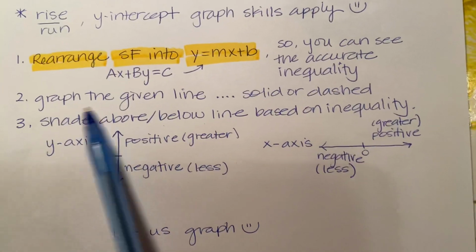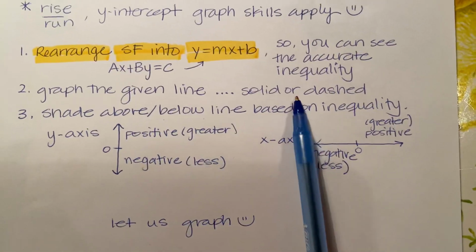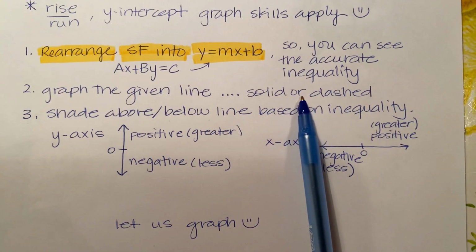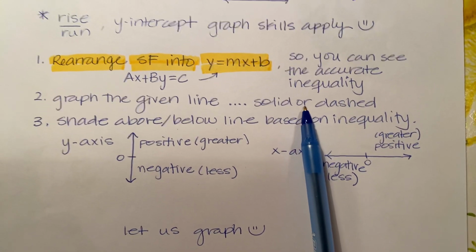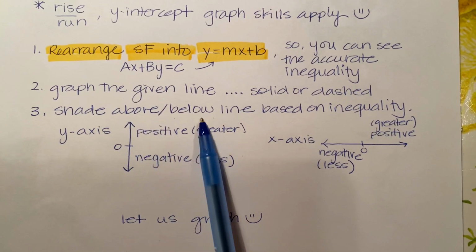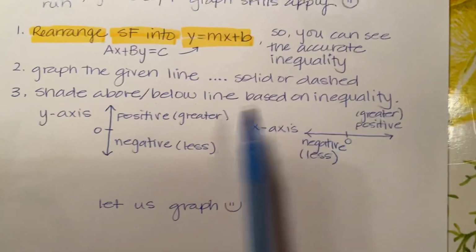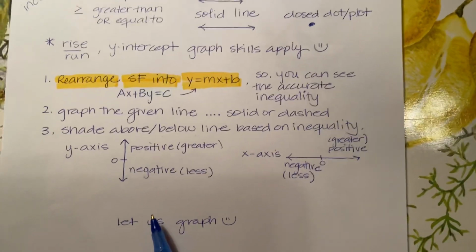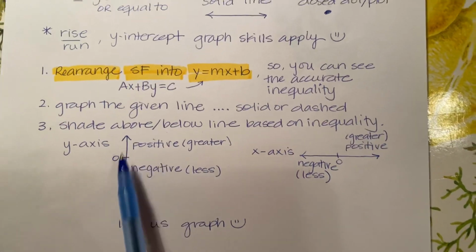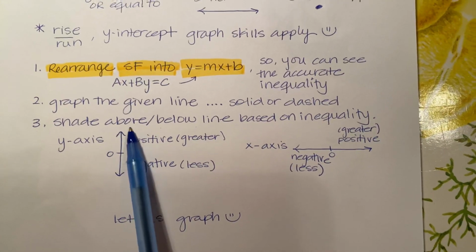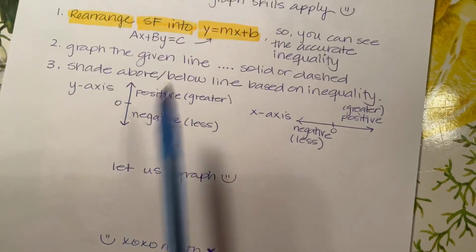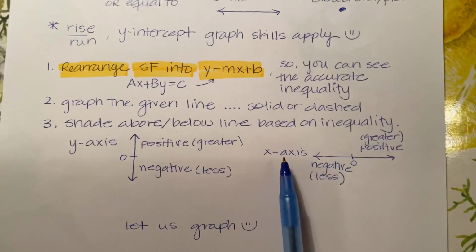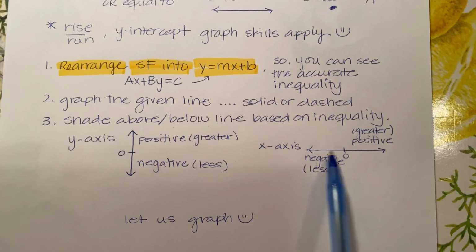Okay, we're going to graph the given line, solid or dashed, meaning we're going to verify that. And then we're going to shade above or below the line based on the inequality. So what does that mean? Let me hold it up so you can copy. Your y-axis is vertical, and your x-axis is a horizontal axis.